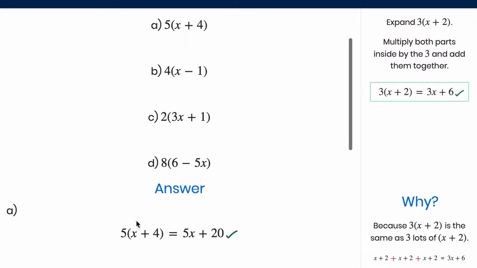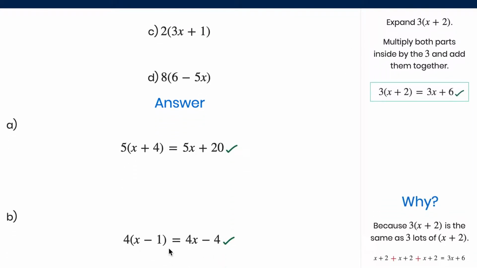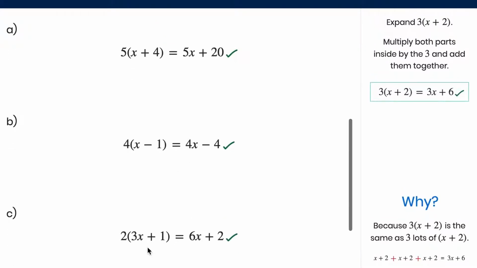For part A, we do 5 times x plus 4 is equal to 5x plus 20, because 5 times x is 5x and 5 times 4 is 20. For part B, you have 4 times x minus 1 is equal to 4x minus 4, because 4 times x is 4x, 4 times 1 is just 4, and then we have a minus sign in the middle because there was a minus here. Okay, for part C, you've got 2 times 3x plus 1 is equal to 6x plus 2, and that's because 2 lots of 3x is equal to 6x, and 2 times 1 is just 2.